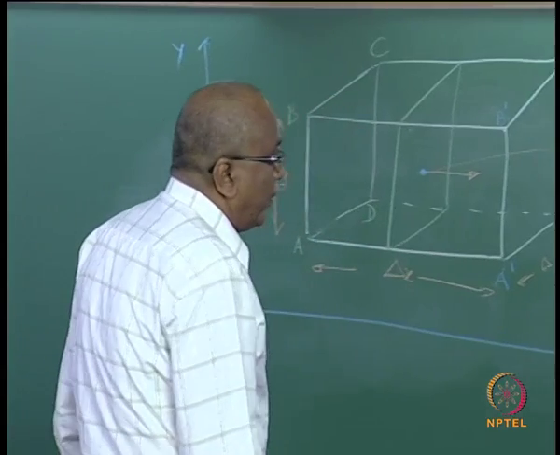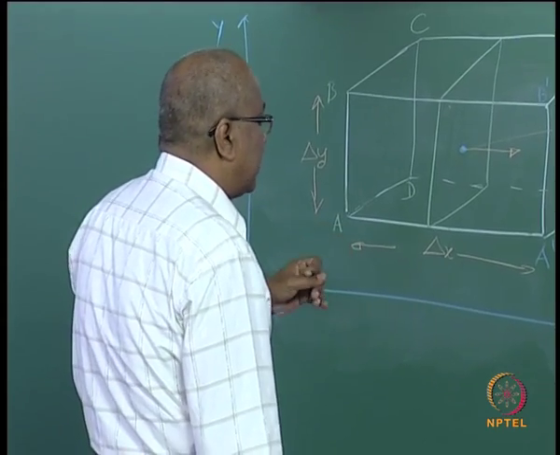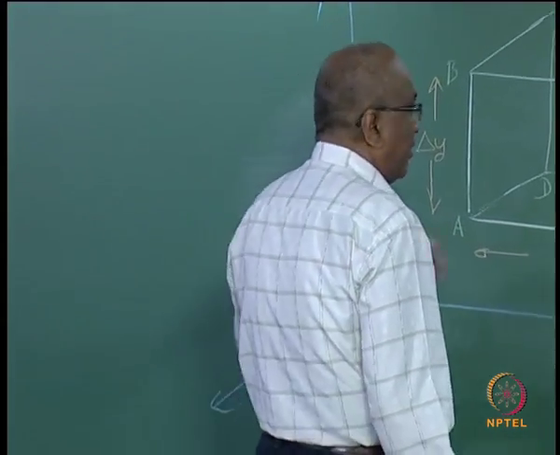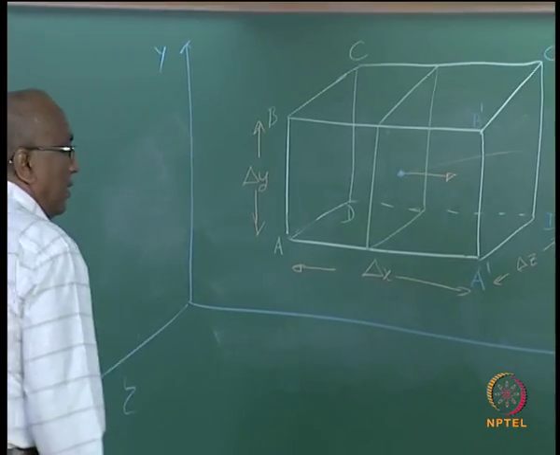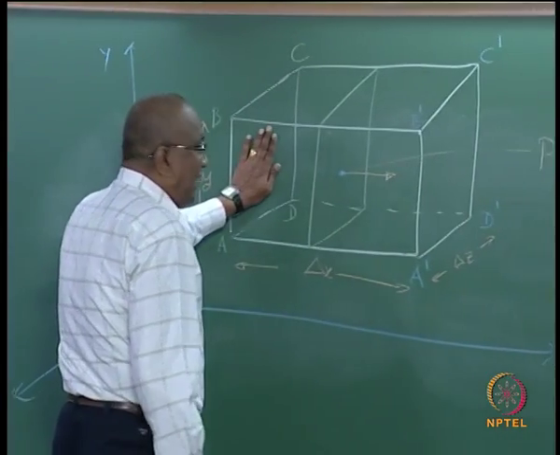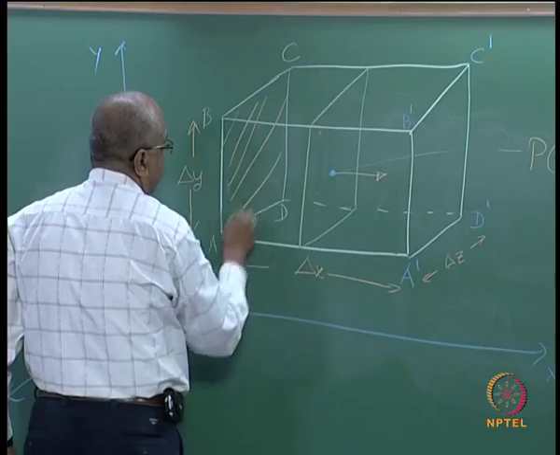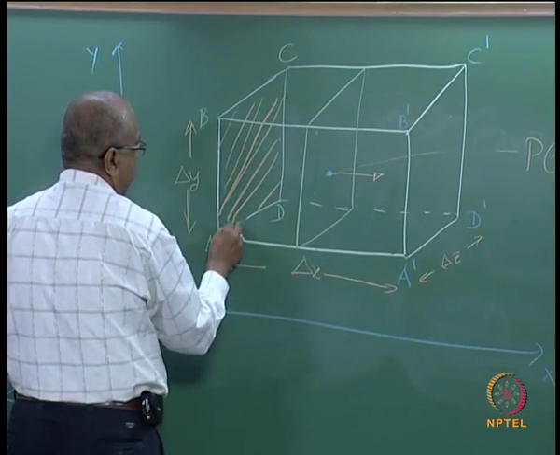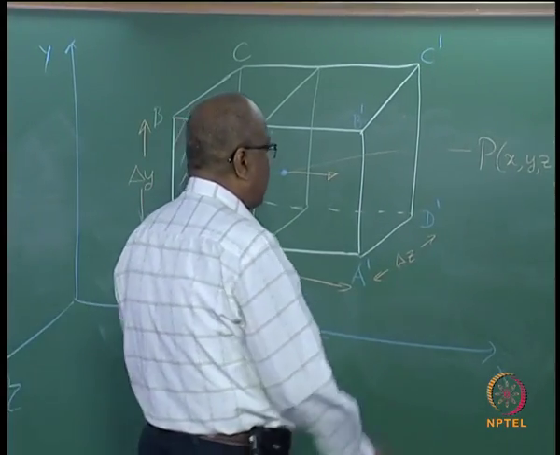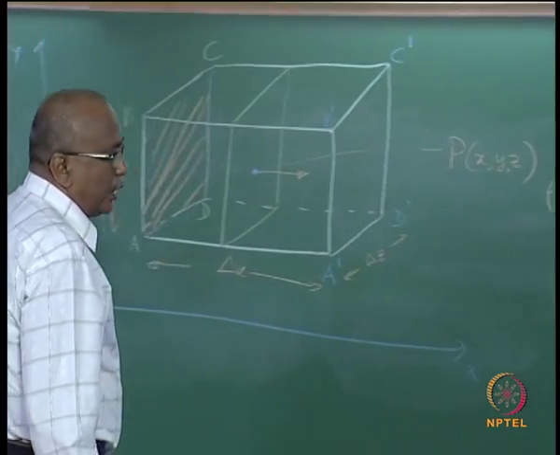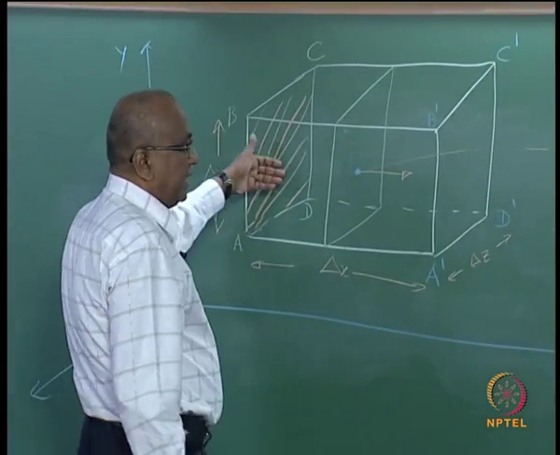Now what is then the mass of the fluid that is flowing per unit time into this, through the face ABCD? So we are talking about this face. This face will be the mass, that is rho u delta y delta z, that will be entering.